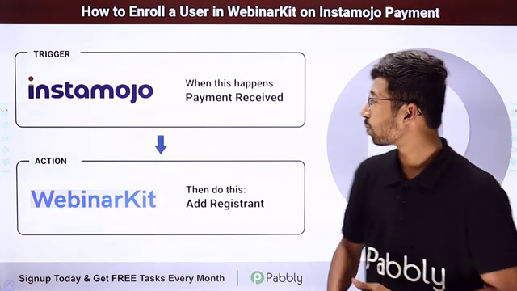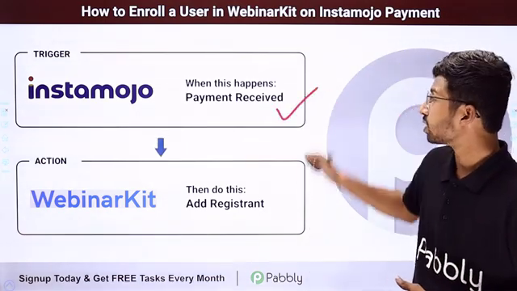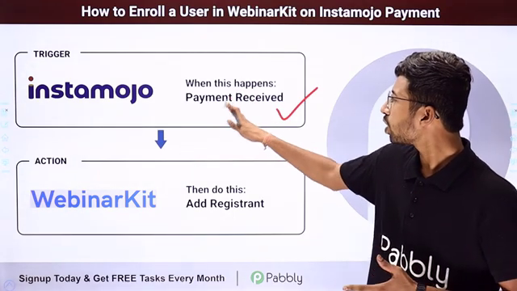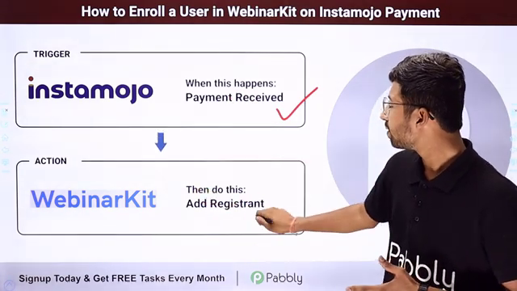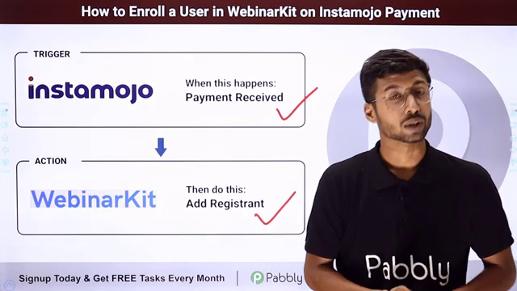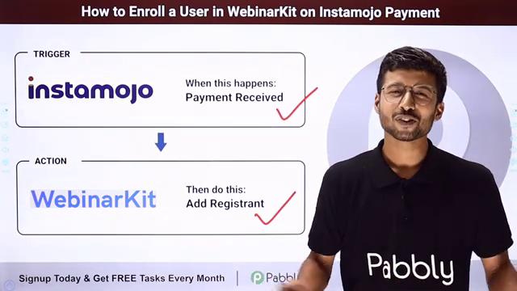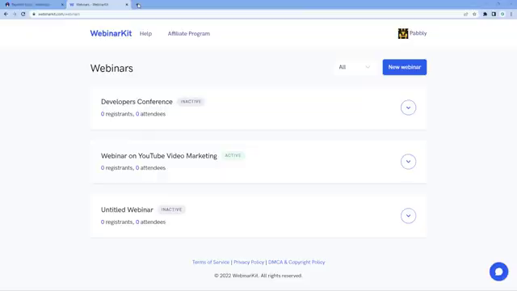So basically you can automate this complete process. And the trigger of this automation will be payment received in Instamojo. So as and when we receive a new payment in Instamojo, automatically the customer who made the payment will be added as a registrant in our webinar. How you can set up this automation and use it? To know this, you have to come with me to my screen.